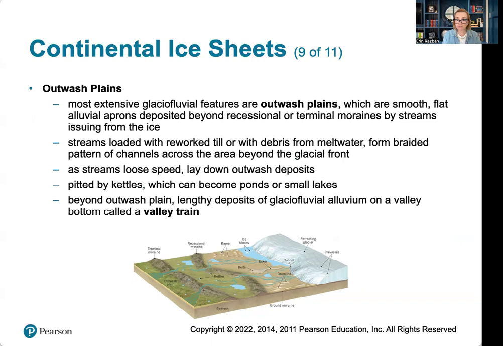These are relatively smooth, flat surfaces formed by meltwater streams flowing away from the ice margin. The sandy plains of Cape Cod were formed this way. When confined to valleys beyond the outwash plain, meltwater deposits form valley trains, lengthy corridors of sand and gravel that follow ancient river valleys. The Missouri and Ohio River valleys contain excellent examples.